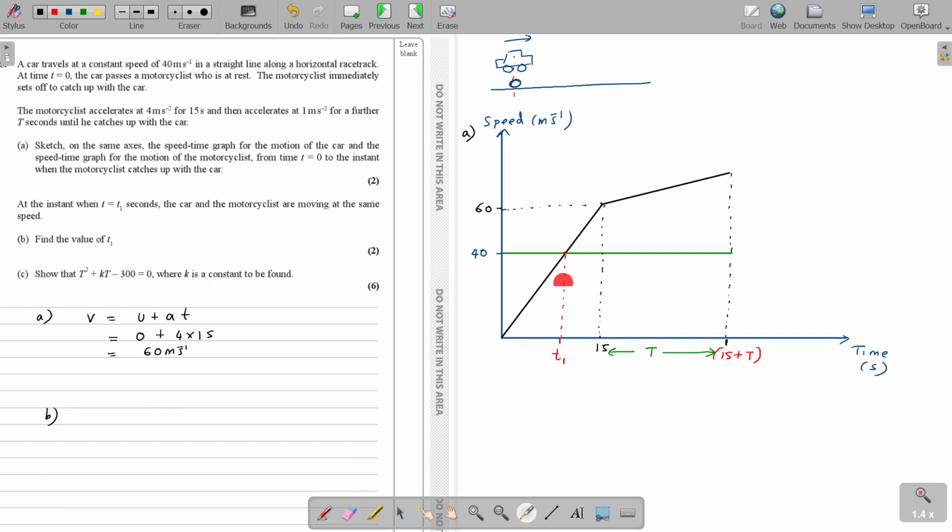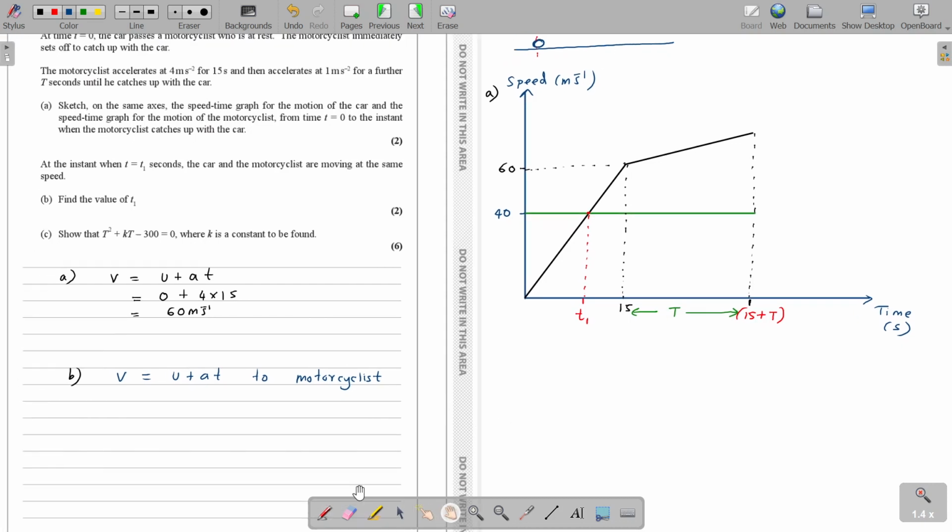So how can I find the time taken? Considering the motorcyclist, we can again apply V equals U plus AT to the motorcyclist. When the speeds are equal, the final speed is what I'm considering, the graph only for this part of the graph. Can you see? Only this part of the graph.